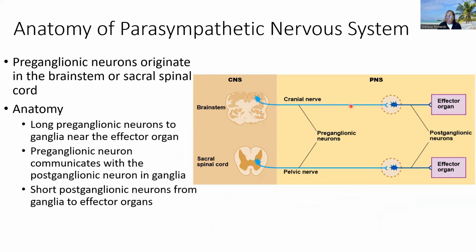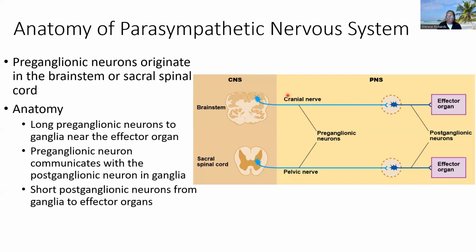There's a long preganglionic neuron synapsing onto a peripheral ganglia that's way far from the spinal cord or brainstem. So as a result, this is going to have to be a longer structure to go all the way out to this ganglia, which is much further from the brain or spinal cord, much further from the central nervous system. And then from there, we have a short postganglionic neuron that's going a short distance from that parasympathetic autonomic ganglia out to the effector organ in question.